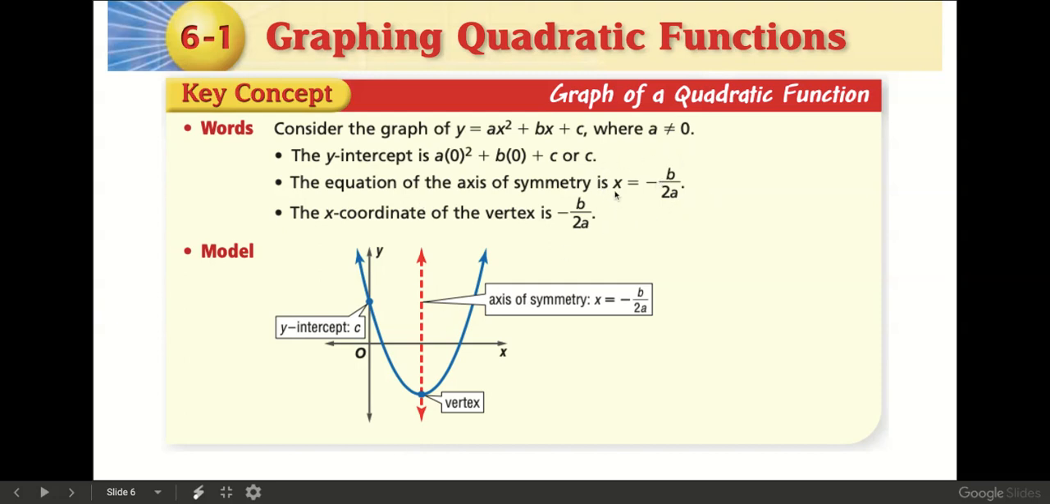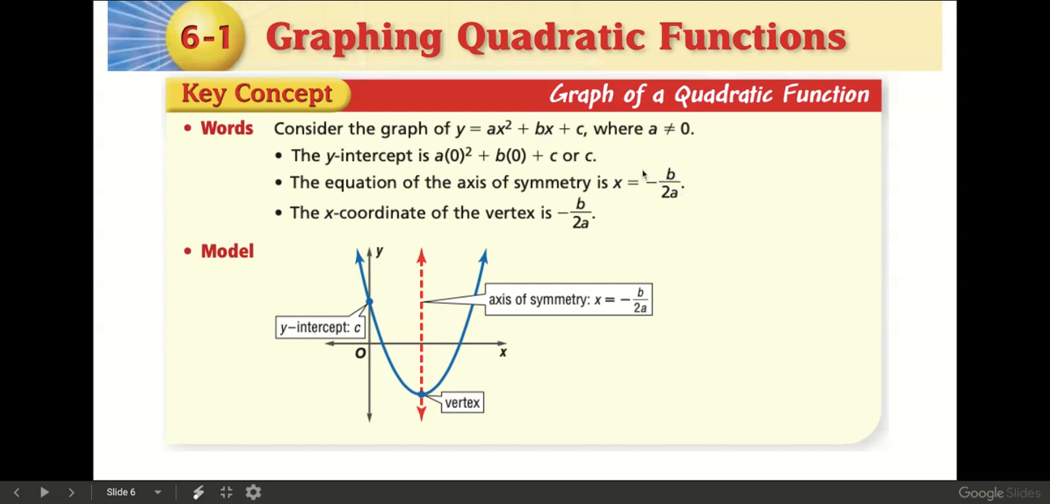So I would write this down. x equals negative b over 2a. And where do you get your b value and a value? From your function in standard form here, right? Your a value is the number in front of the x squared term, and your b value is the number in front of your x term, right? So in your quadratic term, your a, and in your linear term, your b.